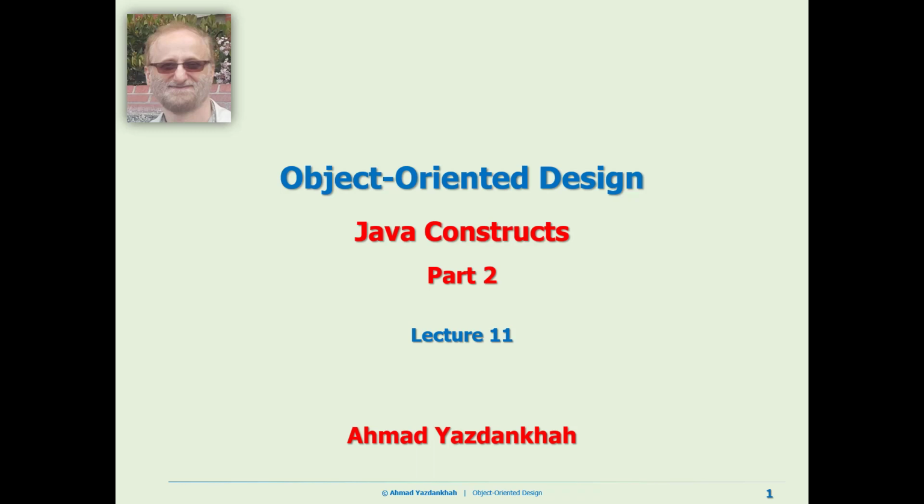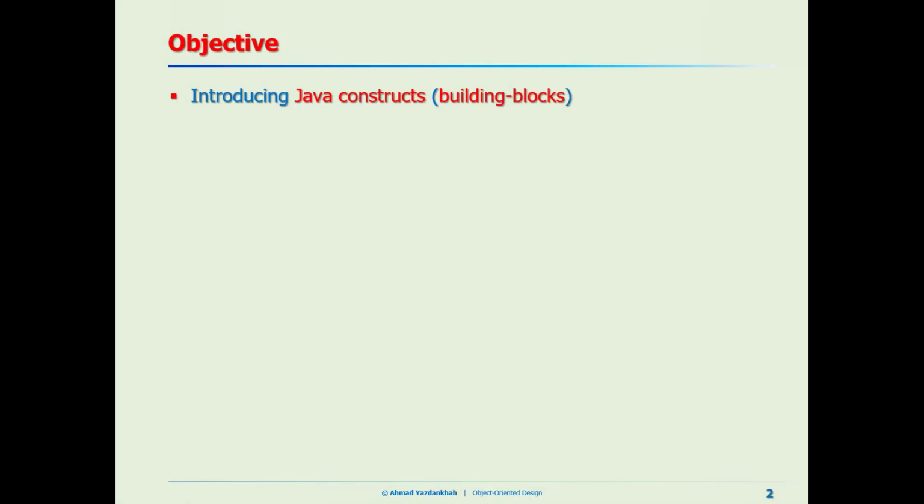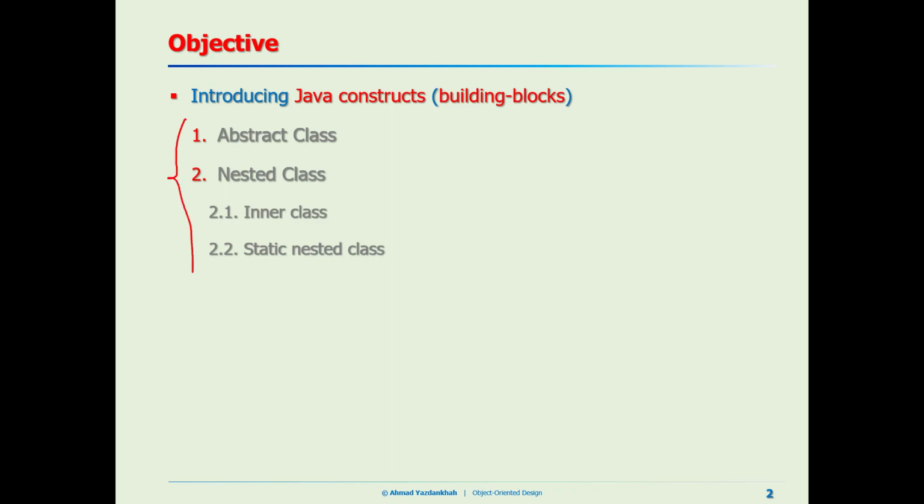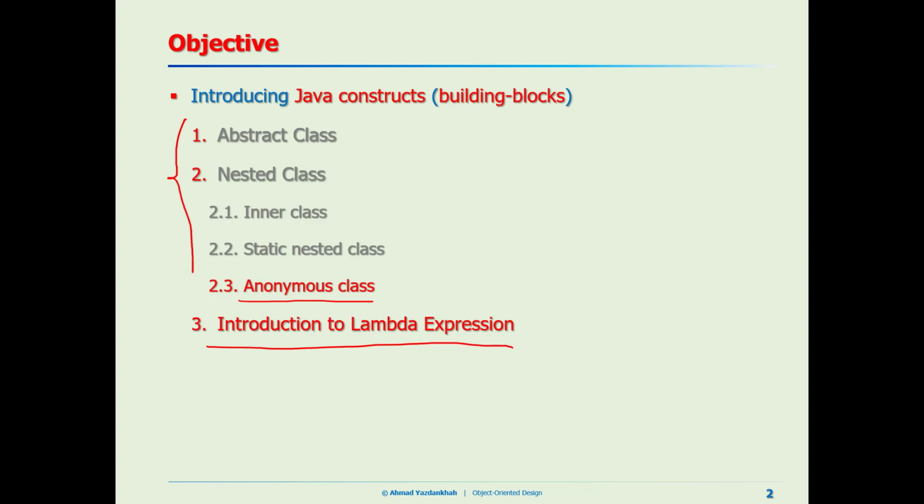Hey guys, this is the second part of the Java construct. Let's see what we got. Previously we talked about these four topics: abstract class, nested class, inner class, and static nested class. In this lecture, we are going to talk about anonymous class, and we will have an introduction to Lambda expression. We will get back to this Lambda expression later when we are talking about advanced Java.